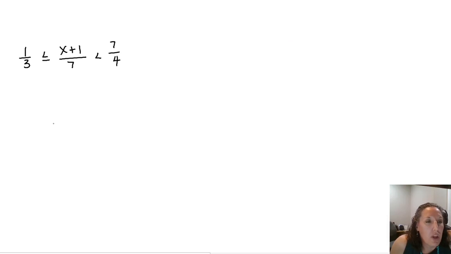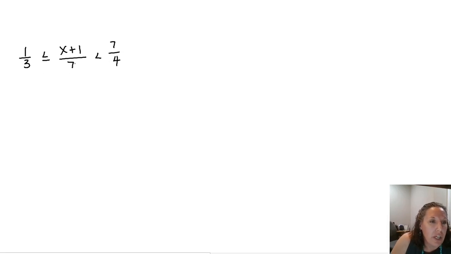All right, let's look at one more of these. We've got 1/3 is less than or equal to (x plus 1) over 7, which is less than 7/4. So this is a case where we do have two different symbols, but they are both a less than. It's just that one is strictly less than and one is less than or equal to. Just like we saw in that first example, we can get rid of the fraction by multiplying by our LCD.